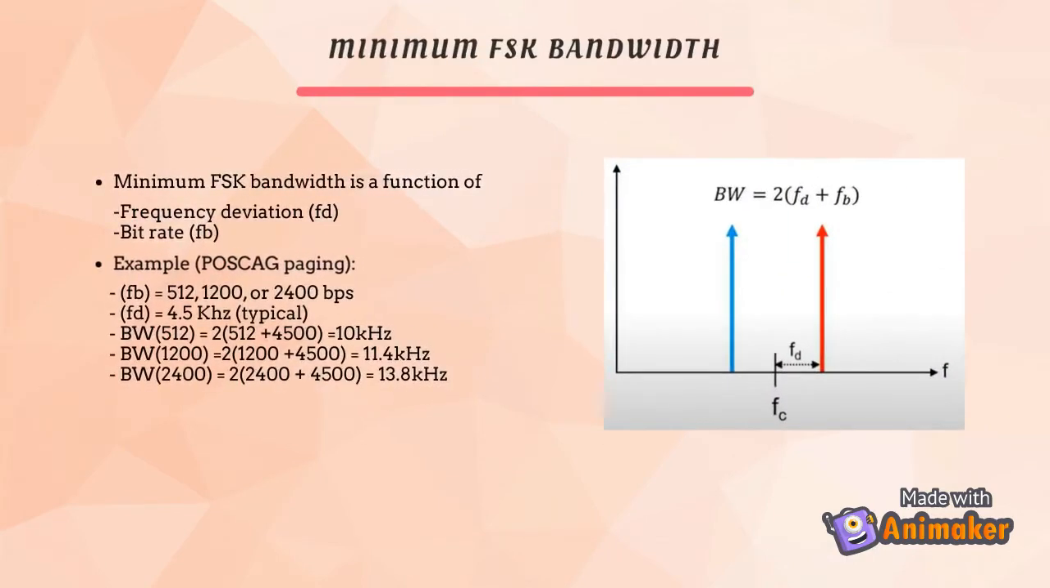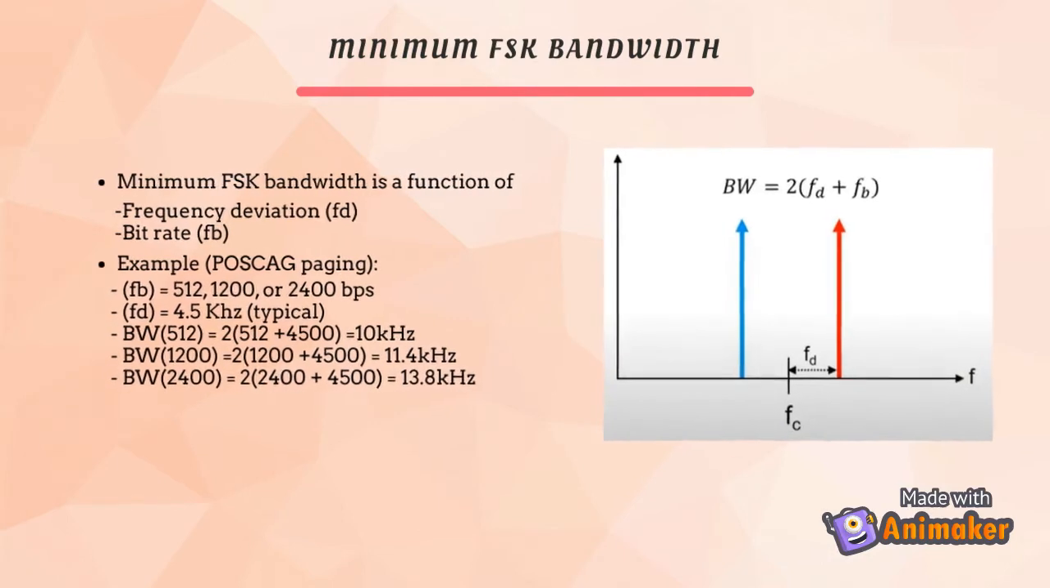The minimum FSK bandwidth is actually a function of both the frequency deviation and the bit rate of the signal. The formula for FSK bandwidth is 2 times the sum of the deviation and the bit rate. Let's use POCSAG paging for example. In this application, the 3 common bit rates are 512, 1200 or 2400 bits per second, and the typical deviation is 4.5 kHz. If we compute the minimum bandwidth for each of these, we can clearly see that minimum bandwidth increases as the bit rate increases.